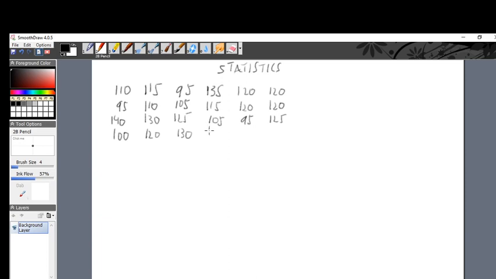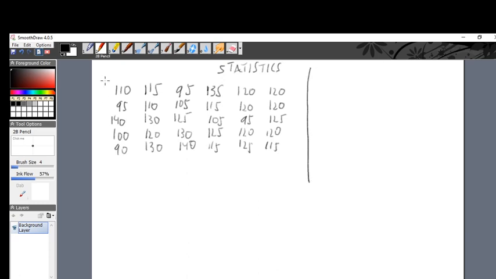130, 125, 120, 120. Okay, 90, 130, 140, 115, 125, and lastly 115. Okay, now what if you had to do, that's the raw material right there.